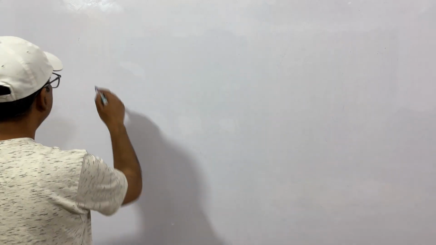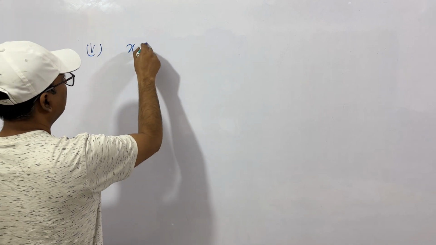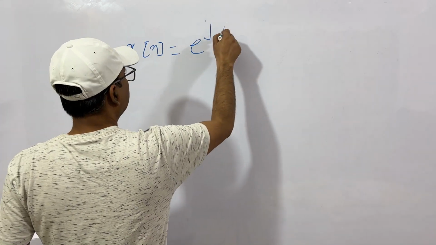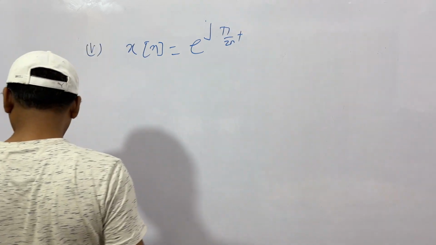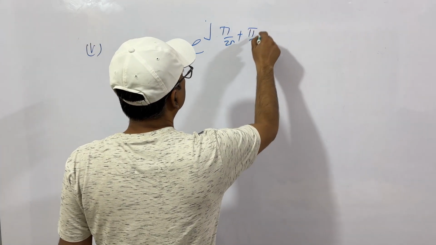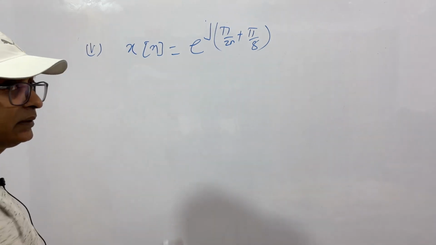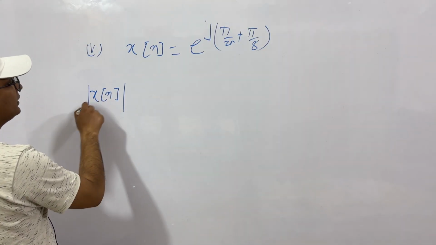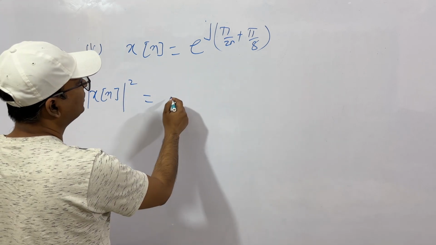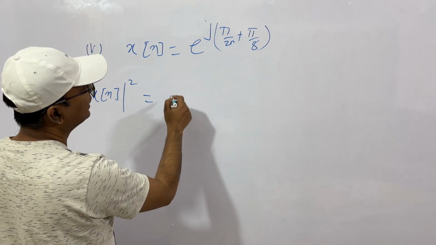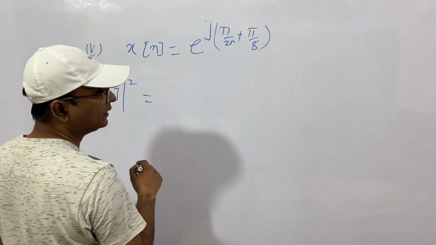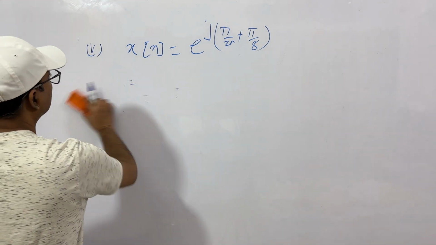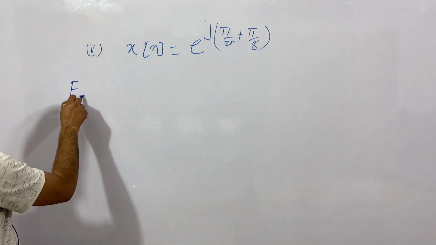Now the next question, the fifth one, is x[n] equal to e to the power j(pi by 2 n plus pi by 8). Again this seems very complicated, but you know what we have to take? We have to take the mod of this and then the square, and the mod of e to the power j theta will be root over cos square theta plus sin square theta, that is 1. So this will be 1, as we saw in continuous time signals.